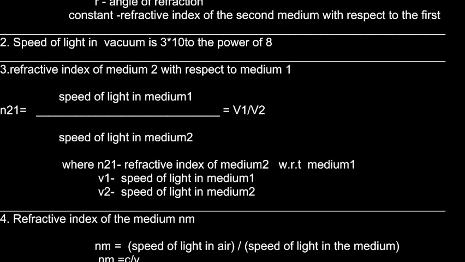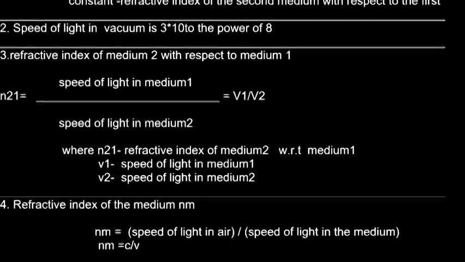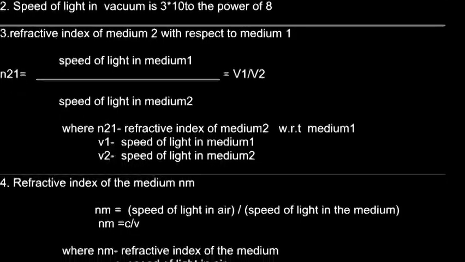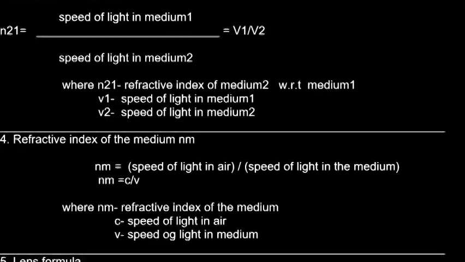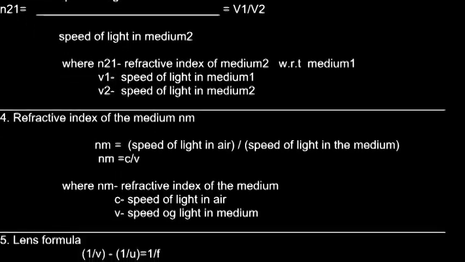Where I explained, I have given. So learn these points, go through the points. N21 means refractive index of medium 2 with respect to medium 1. V1 is nothing but speed of light in medium 1, and V2 is speed of light in medium 2, as the notation gives the meaning.